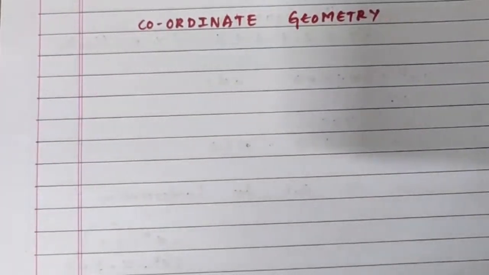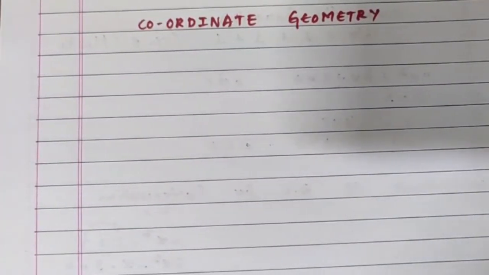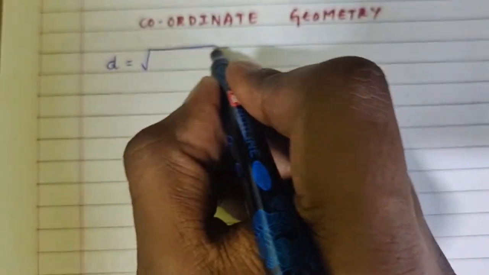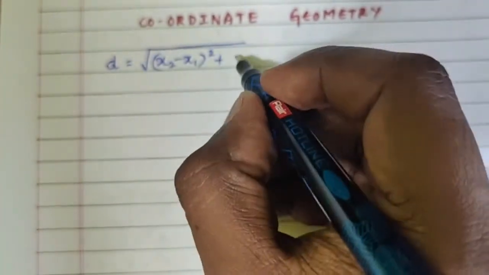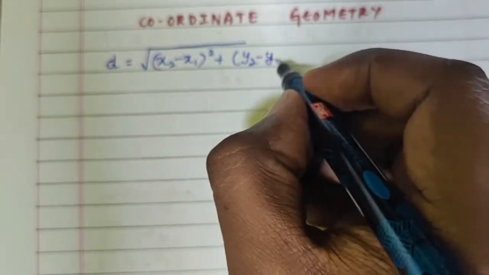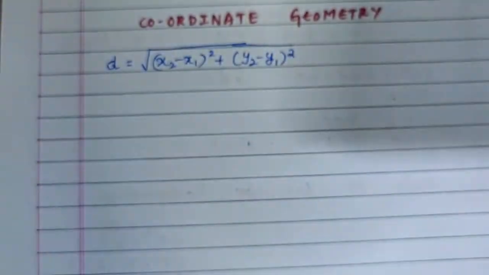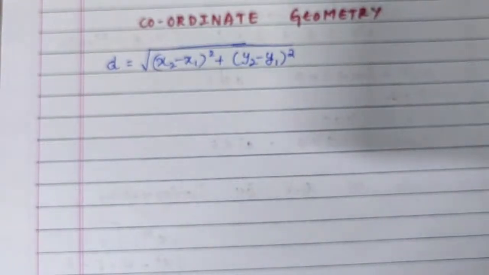They will be given a graph. From the graph you should find out the coordinates. From the coordinates, using the section formula or midpoint formula, those kinds of questions will be asked. And also for 2 marks, the distance between 2 points, that is d equals what? Square root of (x2 minus x1) whole square plus (y2 minus y1) whole square. The distance between 2 points is given by d equals square root of (x2 minus x1) whole square plus (y2 minus y1) whole square.